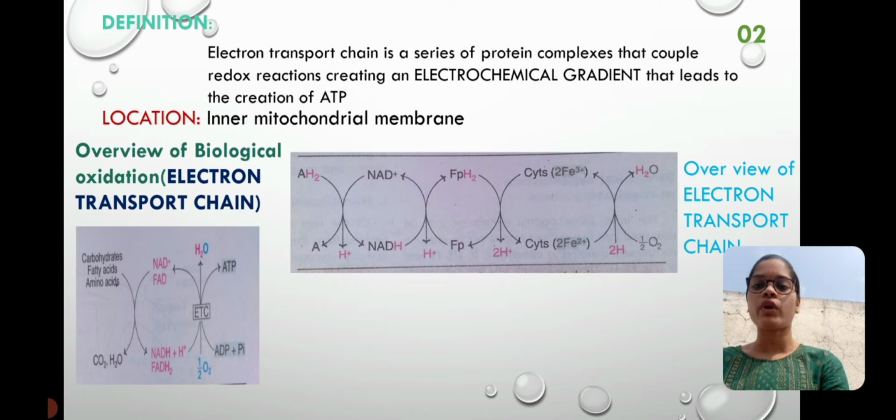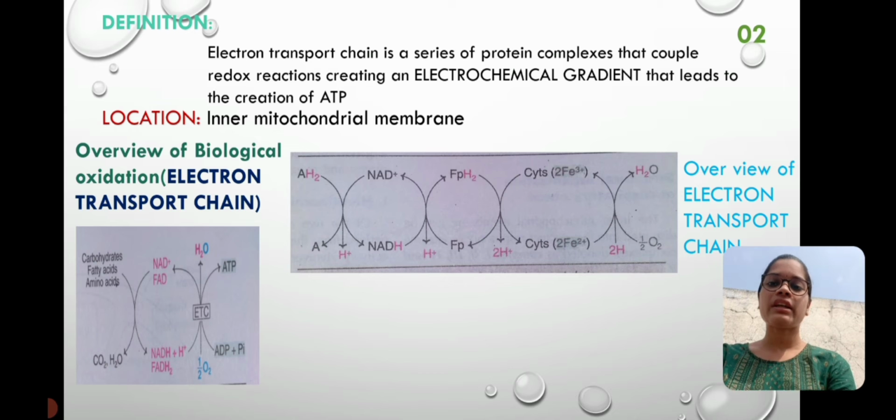Here we can see the coenzyme NAD, which is converted to NADH2 and accepts the proton, and that is accepted by the flavoproteins, and the flavoproteins accept the protons and get converted to FPH2. Here also there is a liberation of the proton, and then the energy is transferred to the cytochromes, and finally it is reduced to water. And this is about the electron transport chain overview.